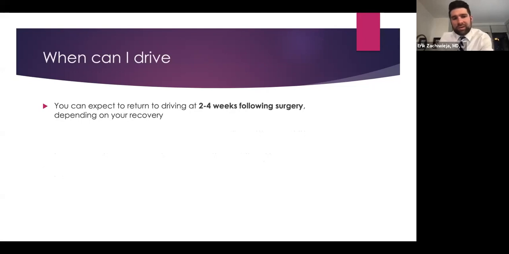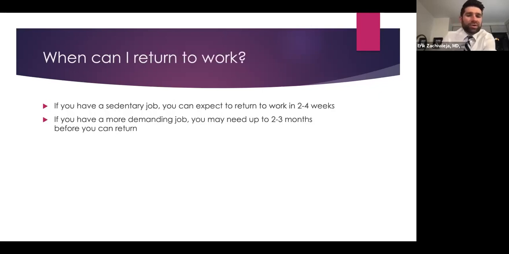Again, with regards to driving, it's usually about 2 to 4 weeks, depending on the operative side, a little bit longer if it's your right leg. Returning to work following a hip replacement. Again, if you're sedentary, it's going to be probably 2 to 3 weeks. If it's more demanding, it may be closer to 2 to 3 months.